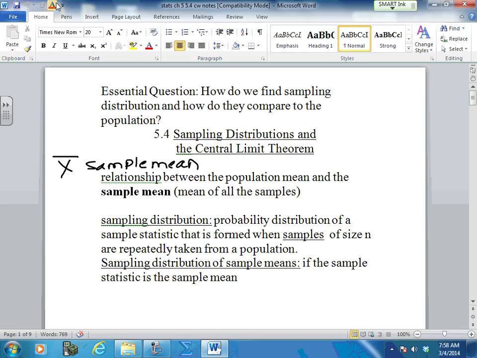So when we do this, and the central limit theorem is one of the biggest concepts in statistics, we're going to study the relationship between the population mean and the sample means, the mean from all the samples we have taken. We're not just going to pull one random value from our population or one random sample. We're going to pull multiple samples. A sampling distribution, therefore, is the probability distribution of a sample statistic that is formed when samples of the same size n are repeatedly taken from a population.